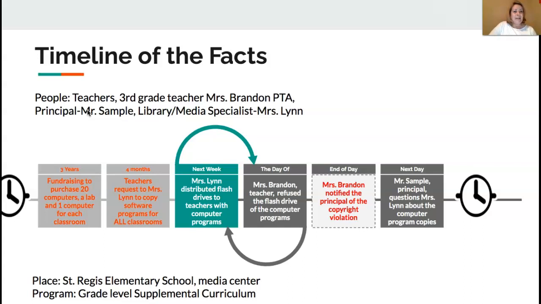But Mrs. Lynn, the librarian, became very upset that she didn't accept the flash drive and thought that she wasn't following the best policy that she was putting forward for all the teachers to follow. Mrs. Brandon was so disturbed about the violation of the copyright law that she notified the principal of what was taking place. The next day, the principal went to question the librarian about the copying of the computer programs, and her story paralleled what Mrs. Brandon had notified him.